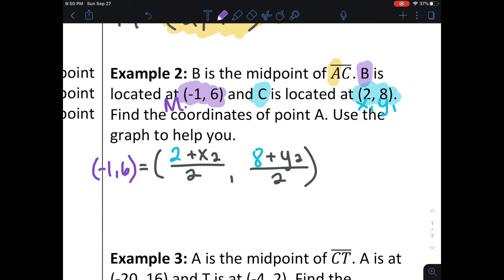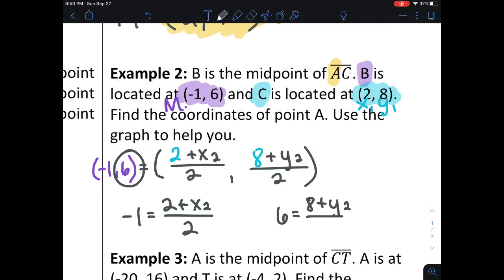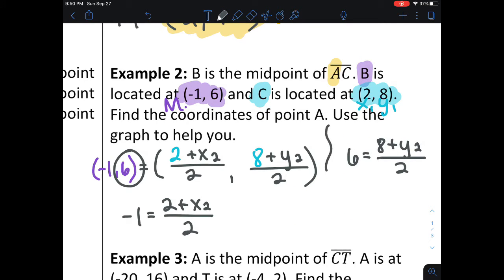Okay, now here's where it gets weird. Well, if it's not already weird to you. The x is going to equal this. So I'm going to set that up right now. -1 equals (2 plus x2) over 2. Cool. Now the y is going to equal this. So that's going to be 6 equals (8 plus y2) over 2. And now we're just going to have to solve both of those. So as you can tell, it's a bit much. I'll keep going just because I feel like I should, but it's a bit much.